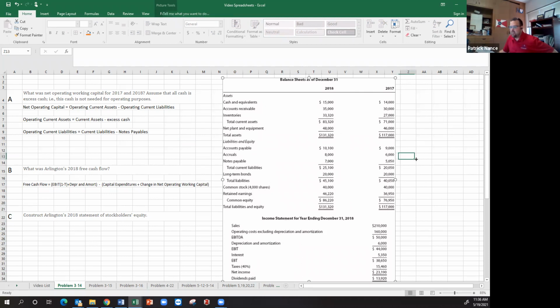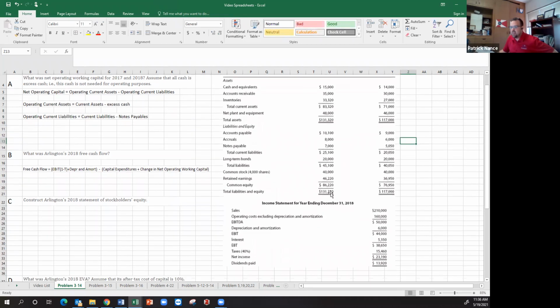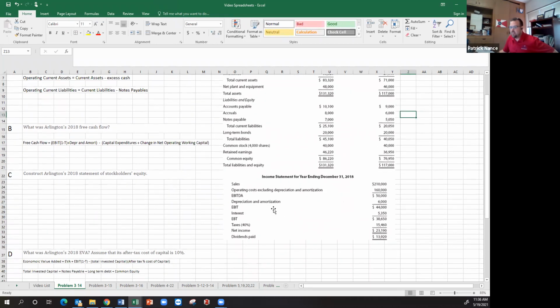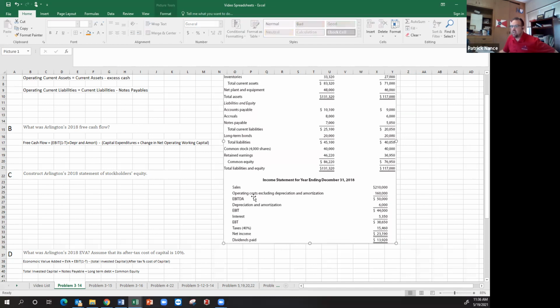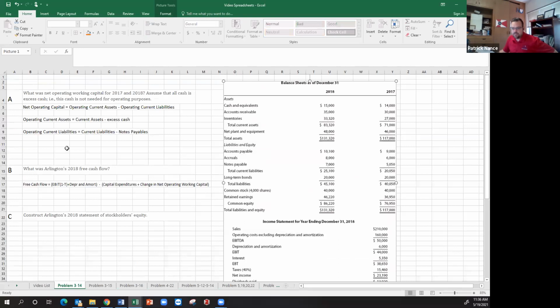So we've got their balance sheet here, asset section, liability section, and equity section. And then we have their income statement here, sales. We got their earnings before income tax, depreciation, and amortization, earnings before interest and taxes, and then earnings before taxes, broken down on the income statement itself.